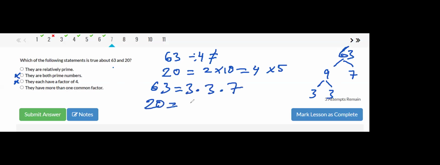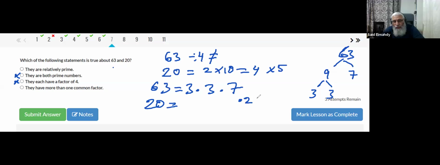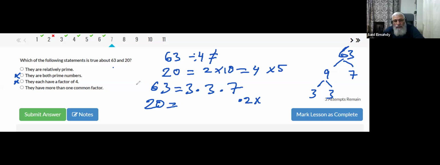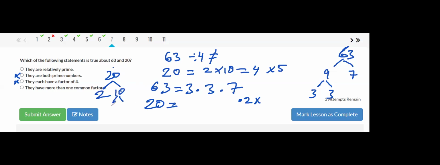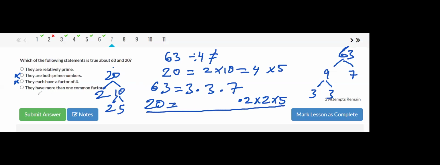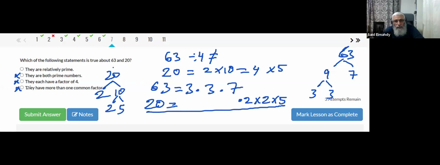20 equals, well, you could do 2 multiplied by 10, and 10 is what times what? Can you factor 10? Yes, 2 times 5. So 20 is 2 times 2 times 5. Is there any common factor here? No. So this is not correct.